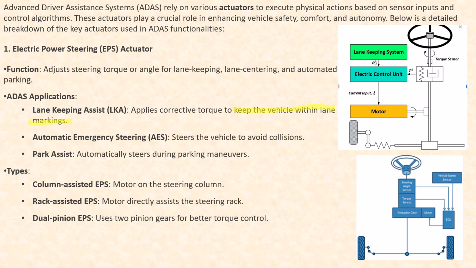I request all of you to learn about these mechanisms in an elaborate manner by searching through the internet. There are some very good videos on YouTube where you can clearly see the distinction between these three, the difference between column, rack assisted and dual pinion EPS. But for now you understand that electric power steering is a very important actuator which plays a very pivotal role in many ADAS functionalities.